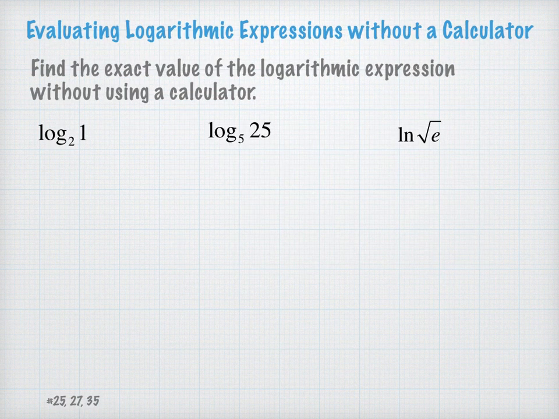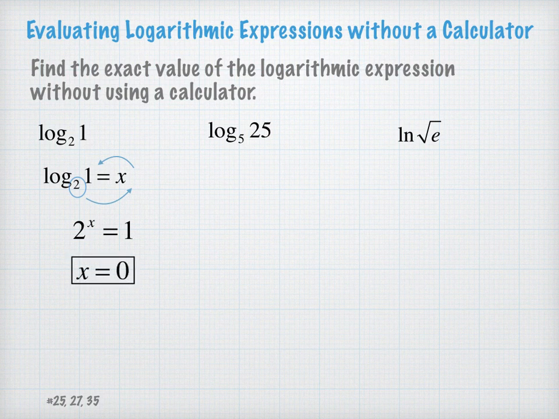Some examples say find the exact value of this without a calculator. A really good strategy is to just set this expression equal to x. Then, remembering the structure of logarithmic equations, I can write this as an exponential equation saying 2, that base, to the x power equals 1. Now I can just think, 2 to what power equals 1? 2 to the 0 power is 1. Therefore, x is 0.